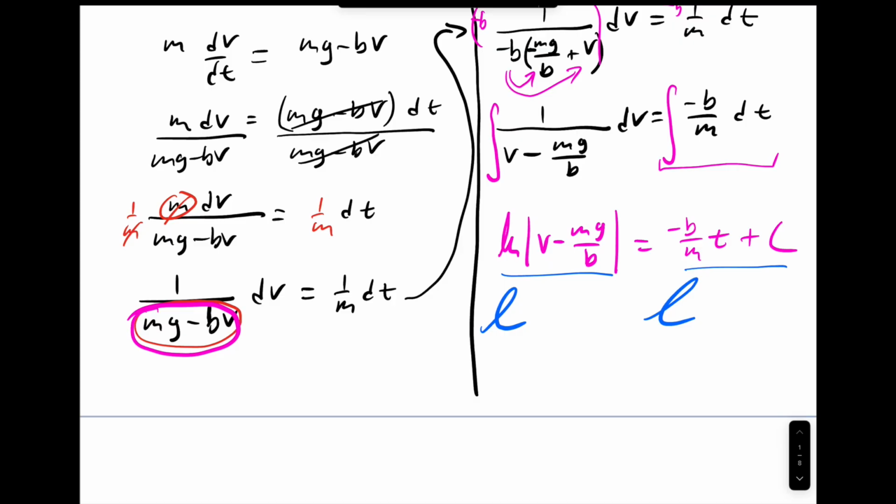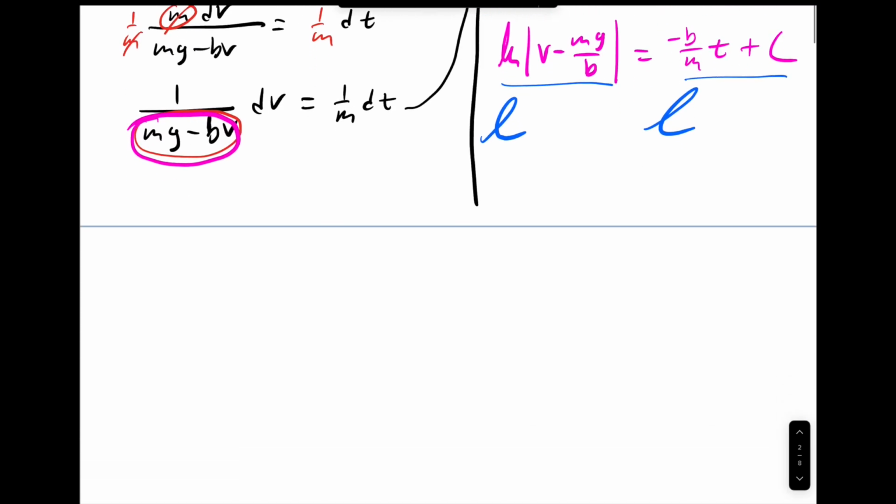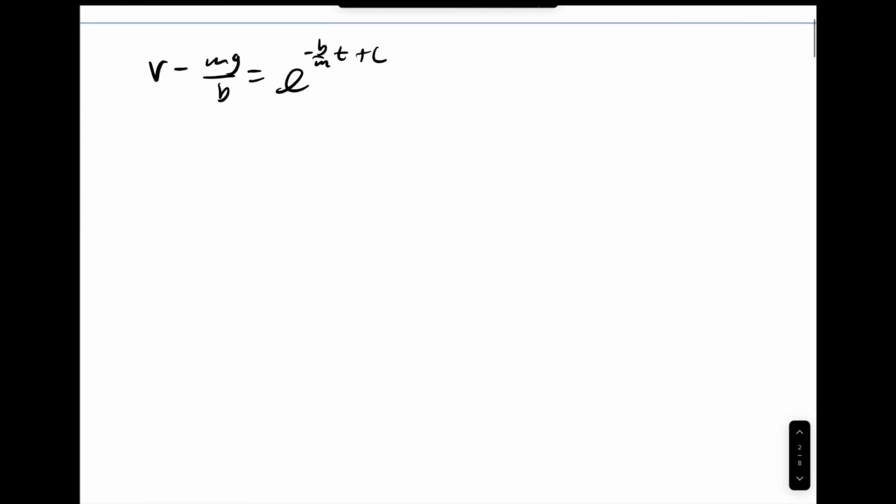Now let's scroll up a little bit, try to leave that in the window. So now I have this. I have v minus mg over b is equal to e to the negative b over m t plus c as an exponent. And now, like we said before, this can become v minus mg over b is equal to a times, for some constant a, e to the negative b over m times t.